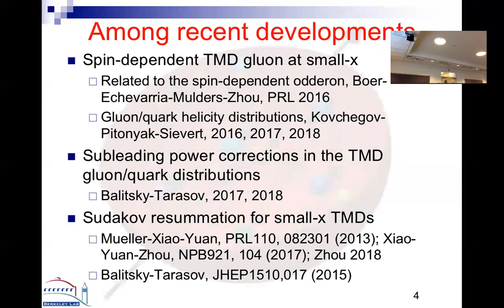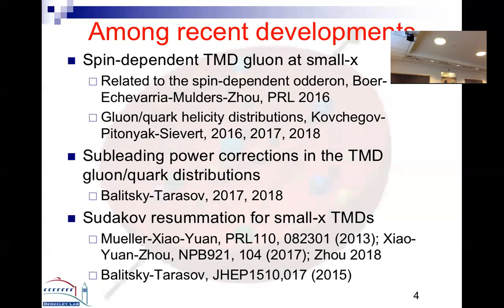First of all, if you try to study spin dependence for the TMD at small x, it's very difficult. But at the same time, I found a very beautiful paper by Daniel and Jian Zhou and Pete and others. They are trying to relate, in particular, the transverse spin dependent problem to the spin dependent odderon. So that's a very beautiful paper. It's very nice, exciting. And I think Daniel will be here in a couple of weeks. I believe he will talk about this.